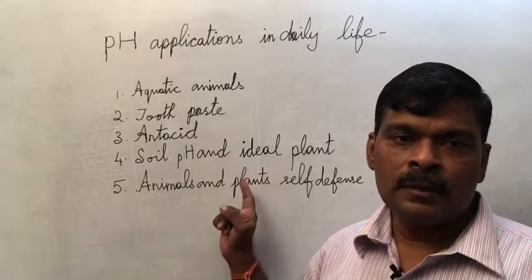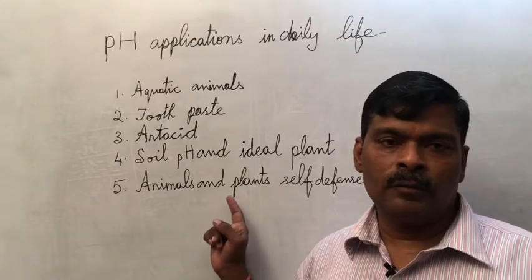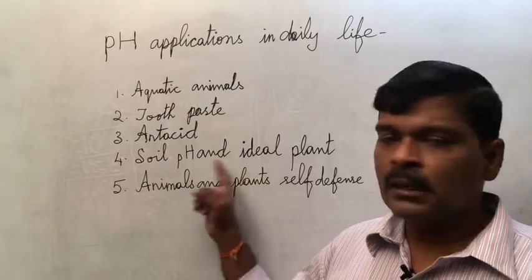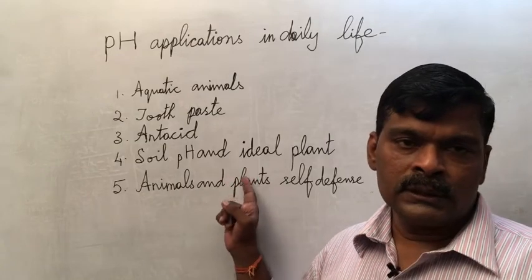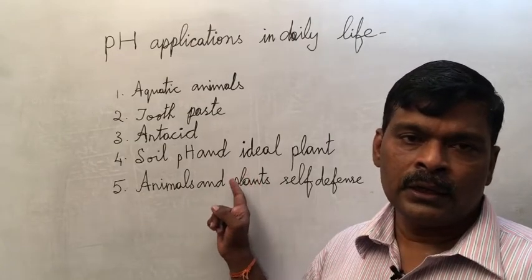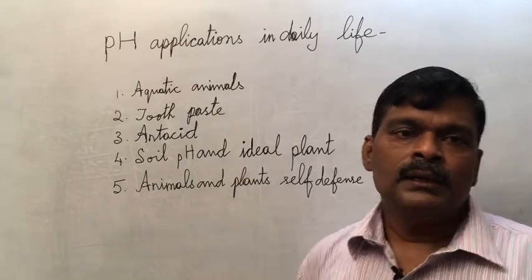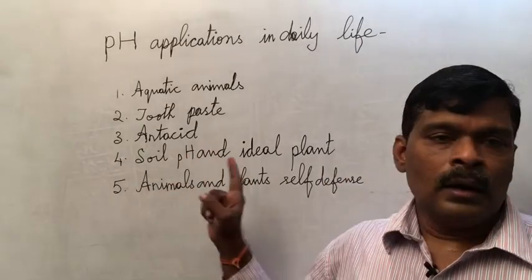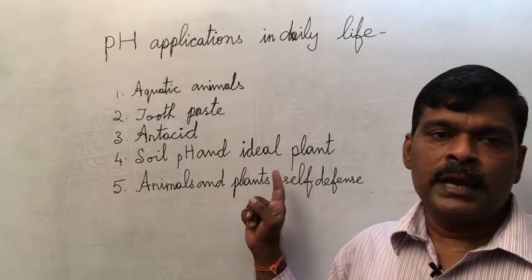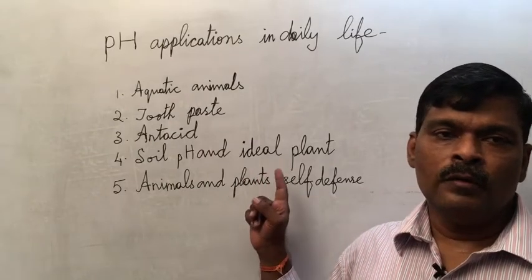After collecting some samples from different places of our crop field, we can test with litmus papers or universal indicator liquids or soil testing kits. Using these, we should check which type of soil it is, acidic or basic.